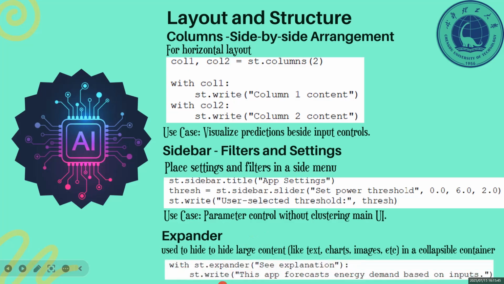So what's the syntax for that? We use the st.expander function. So we say with st.expander, then we write this text. We say, write, this app forecasts energy based on input.